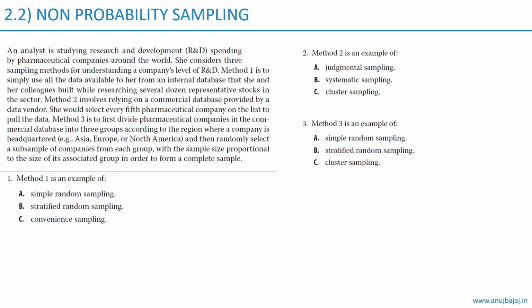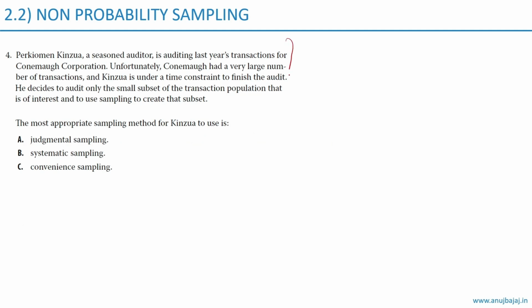So let us look at an example. I want you to solve this example and all the three questions. If you have solved the questions, the correct answer to question 1 is option C. The correct answer to question 2 is option B, and for question 3 it is option B. Again, this question is also pretty straightforward. The correct answer to this question is option A, judgmental sampling.